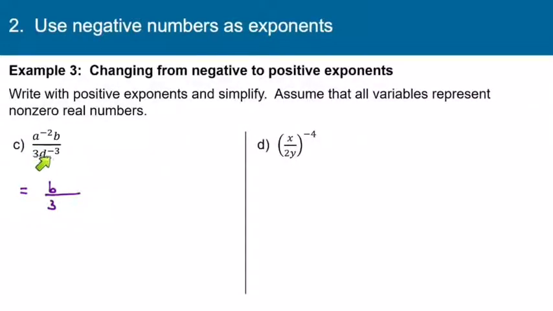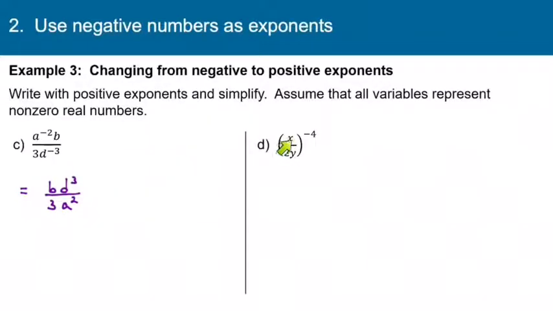And now the d to the negative 3 will be moved to the top, and the a to the negative 2 will be moved to the bottom. And now we have b times d to the 3rd over 3 times a to the 2nd. All the exponents are positive, and there's no further simplifying that we can do, so this one is finished.